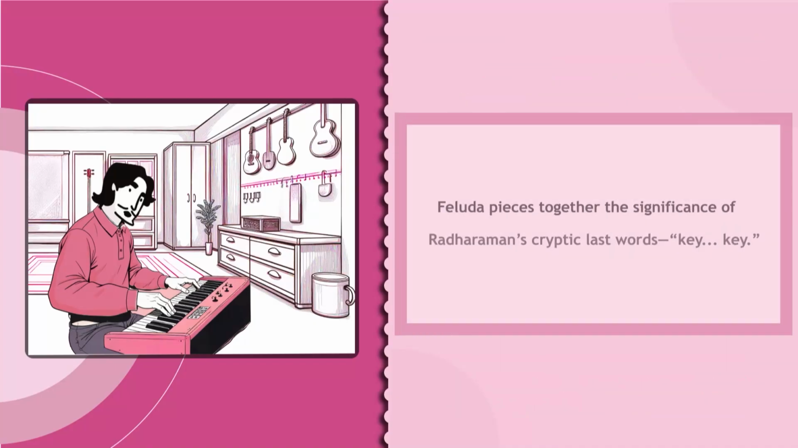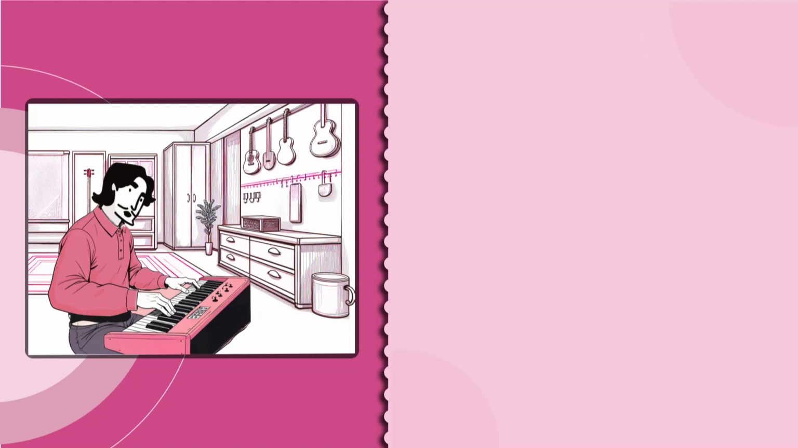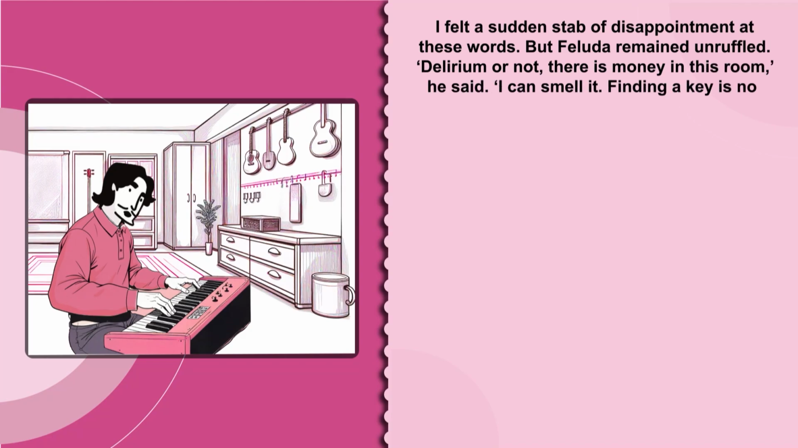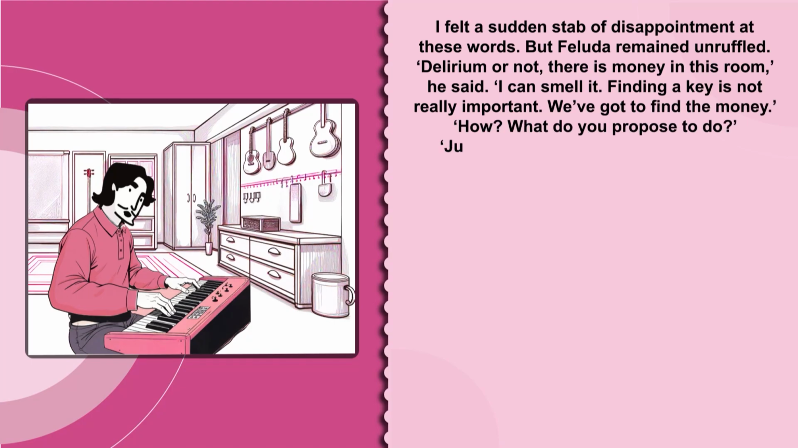Feluda pieces together the significance of Radharaman's cryptic last words, key, key. I felt a sudden stab of disappointment at these words, but Feluda remained unruffled. Delirium or not, there is money in this room, he said. I can smell it. Finding a key is not really important. We have got to find the money. How? What do you propose to do?